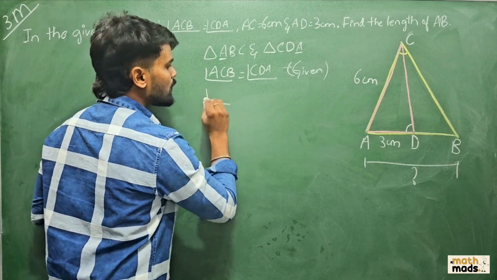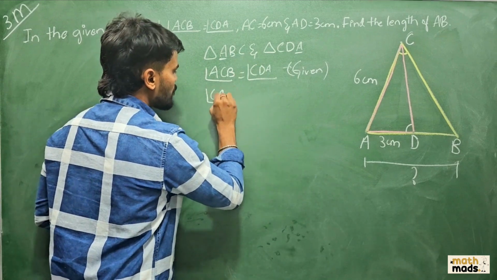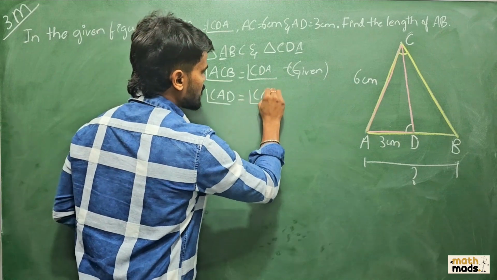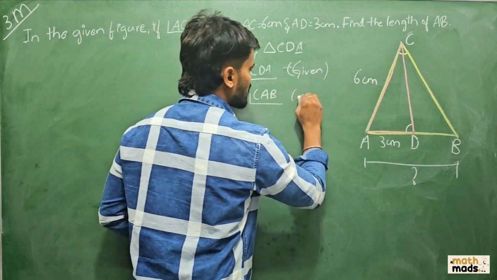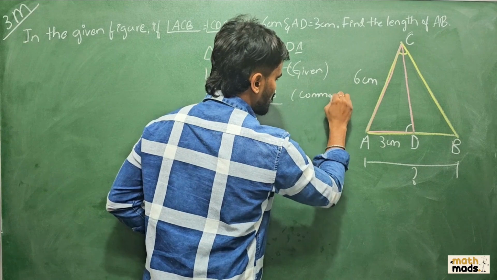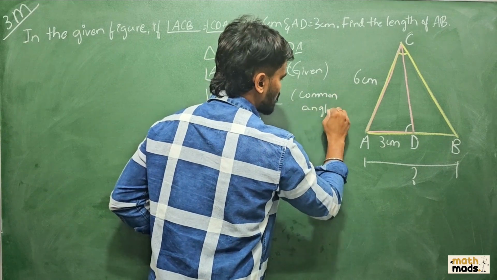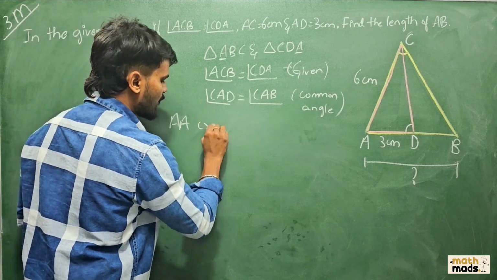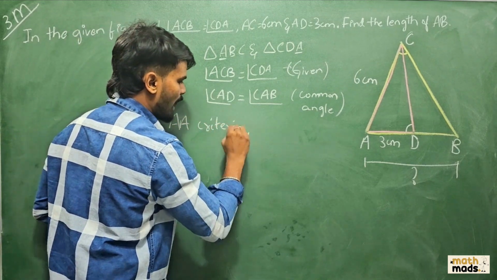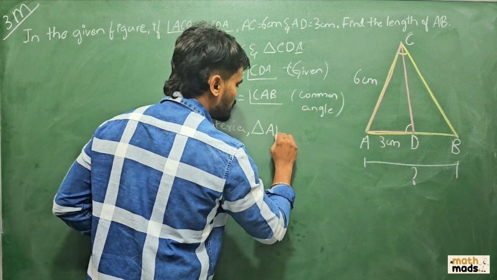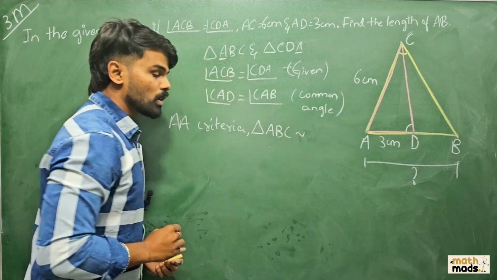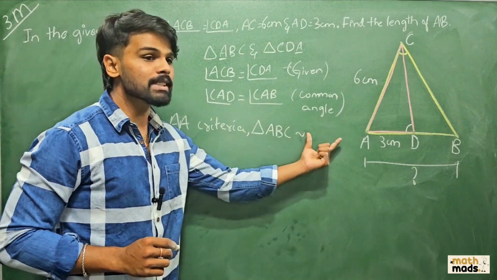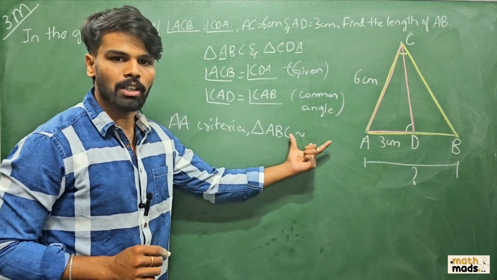Yes. So angle CAD is equal to angle CAB, because it is a common angle. Now from which criteria can we tell that both the triangles are similar? By AA criteria. So by AA criteria, we have triangle ABC is similar to. Now comes the important part. You have written triangle ABC here, but you have to match the other triangle with angles. That is the order you have to follow.